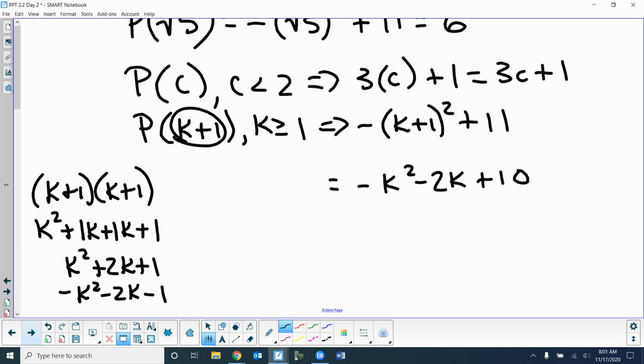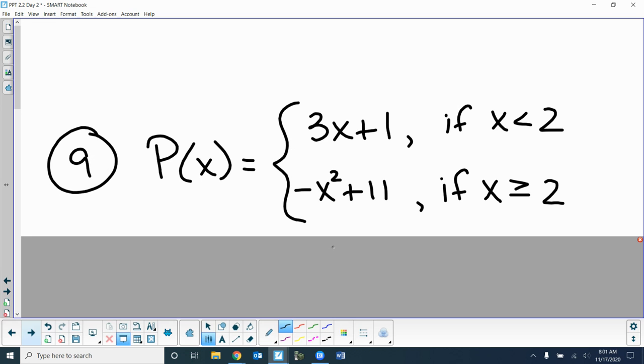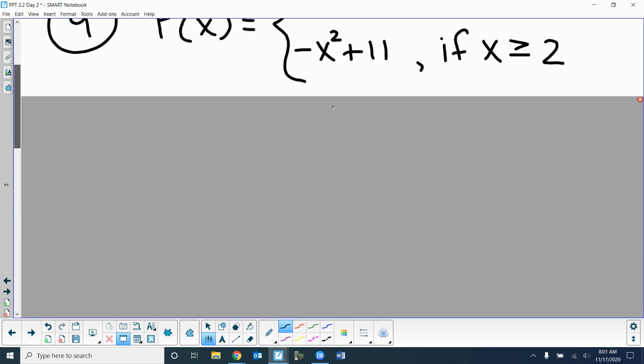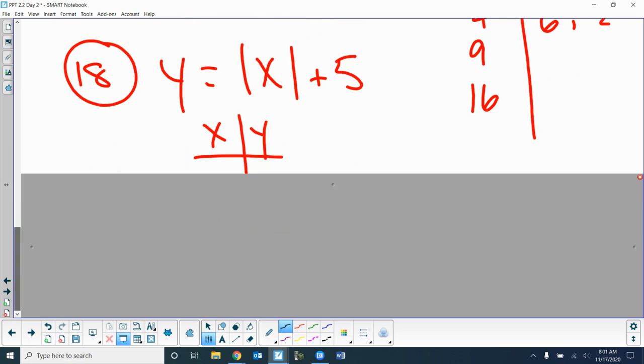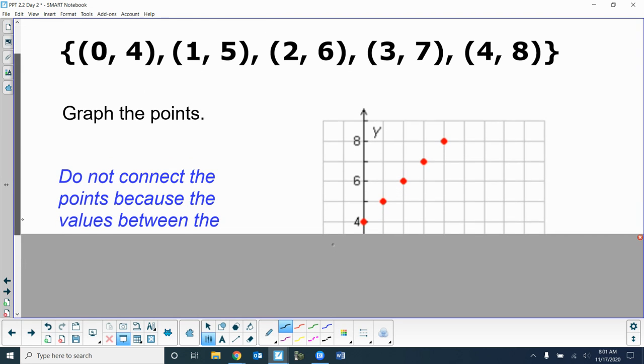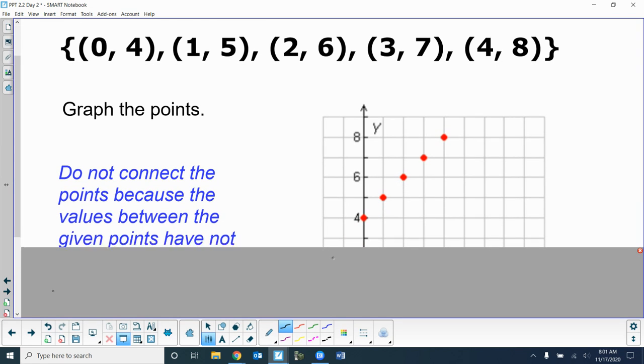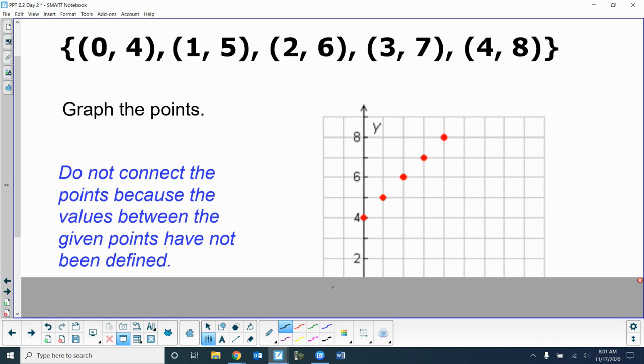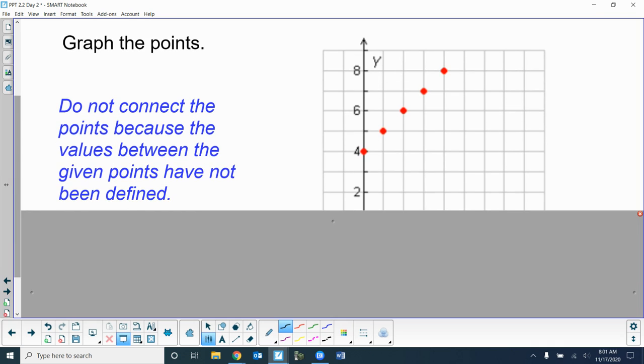All right, so today, same kind of stuff. Oh, there's number 9 already. Okay, and the rest of those. All right, so it says graph that function. You guys know how to plot points, don't you? That's all you have to do. If they give you a set of ordered pairs, you just plot the points to graph it, and you don't have to connect them because it didn't give us an equation or a function. All right? We didn't define the values between them. So you guys should be able to graph some points. I think that's all for that slide.